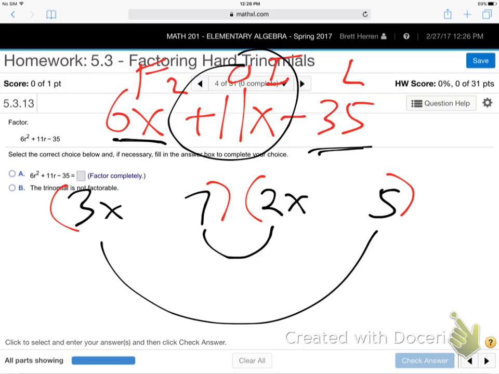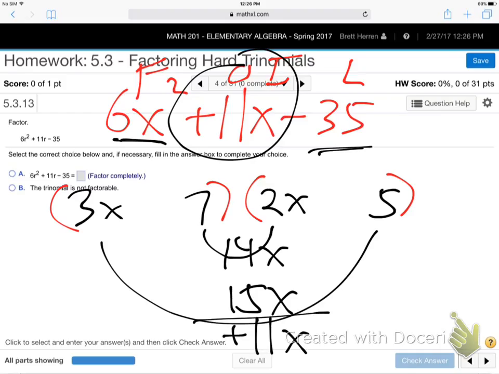What's the inner, inner? 14x. What's the outer, outer? 15x. Can they make the middle plus 11x? No way. They make 29, or if you subtract them, they make 1. They're not going to make plus 11. No way. So switch them. Switch their order. 2x and 7 and 3x and 5.